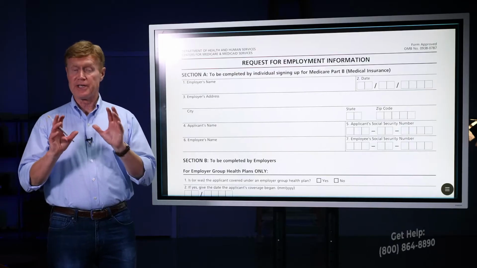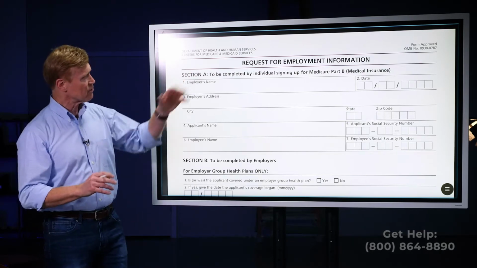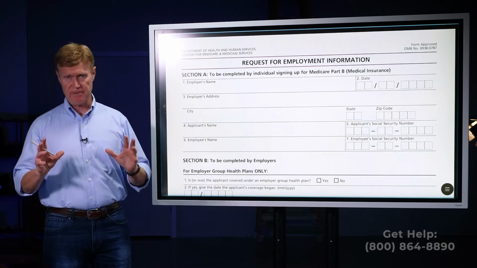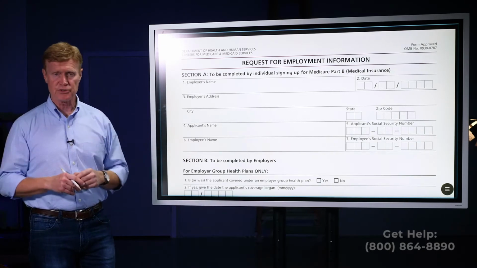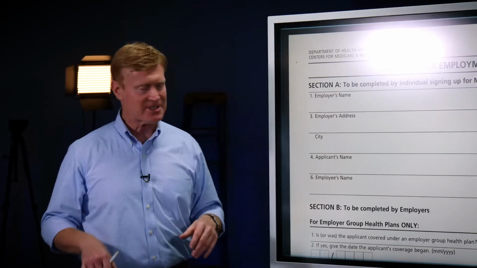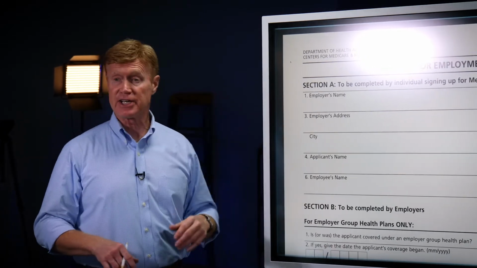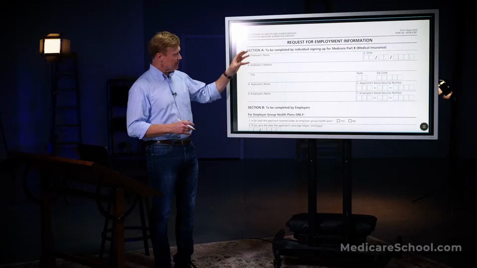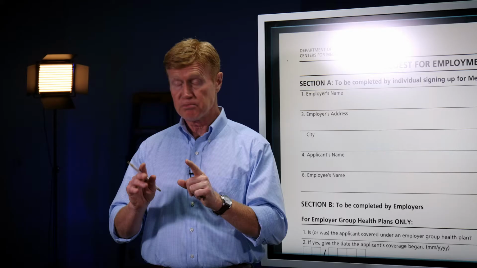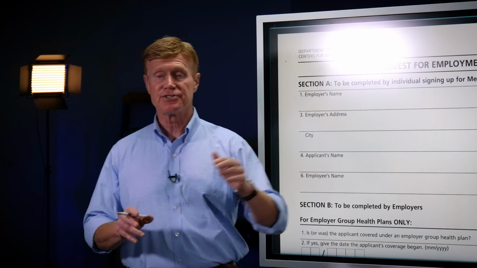So this first form is the L564, and you can see it's called the Request for Employment Information. Now, Section A is your responsibility. Now, if you work with us, we're certainly happy to do this for you. We do them all the time. But if you do this, you have to fill out Section A, which is the employer's name, their address, and of course, city, state, and zip. You have to have one of these filled out for every employer that you've had since 65.